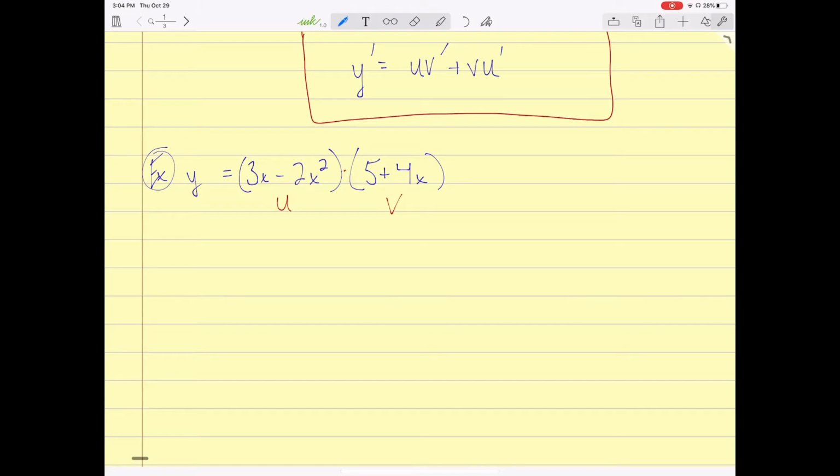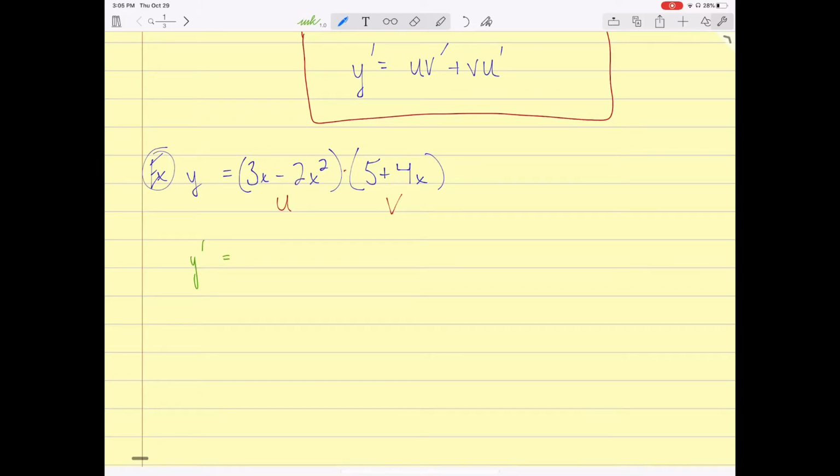To find y prime, in the old days, meaning like last week, we would multiply those together, get a string of terms, and use the power rule. In this case, that might actually be faster, but in other cases it wouldn't be if you had a lot more terms. So let's go ahead and do this.